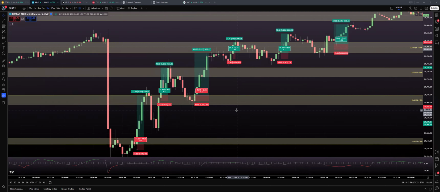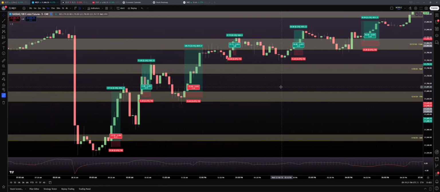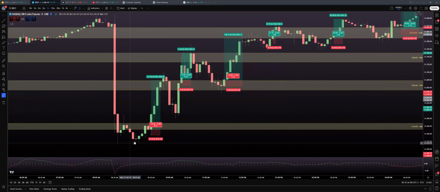To answer your question though, Joe, about what happens in the middle: theoretically, you want to avoid the middle. You want to go from zone to zone. You don't want to get caught up or trapped in this. You want to get basically the breakouts of each zone. That's the rough idea, and that's what J Bart has explained to me.